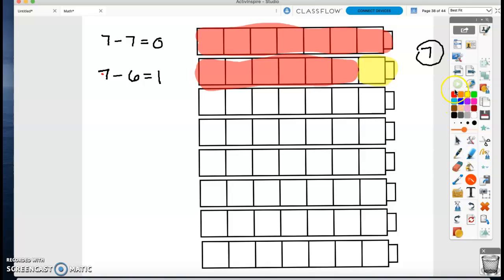For the next one, we'll color 1 less red. So we'll color 5 red, and then the rest will be yellow. So that number sentence is 7 minus 5 equals 2.